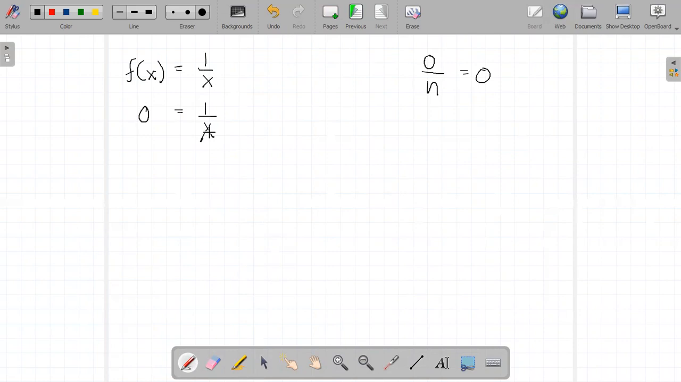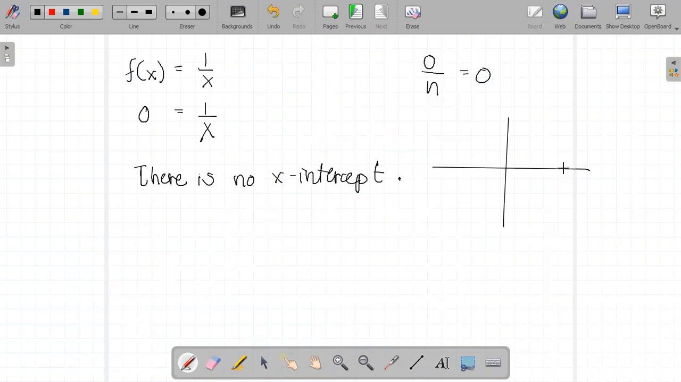Okay, paano pag 0 yung denominator? Undefined yun. 1 divided by 0 cannot be. Okay? Hindi posible yun. So that is undefined. So ibig sabihin, there is no x-intercept. Ganun lang siya. There is no x-intercept. Ibig sabihin dito, pag sinabi mo kasing x-intercept, ayun yung point na nandun mismo sa x-axis.